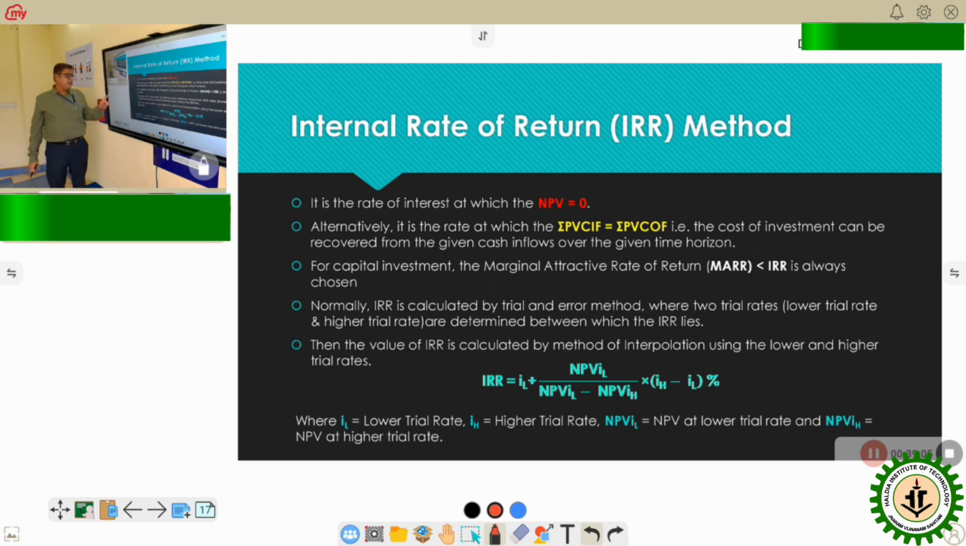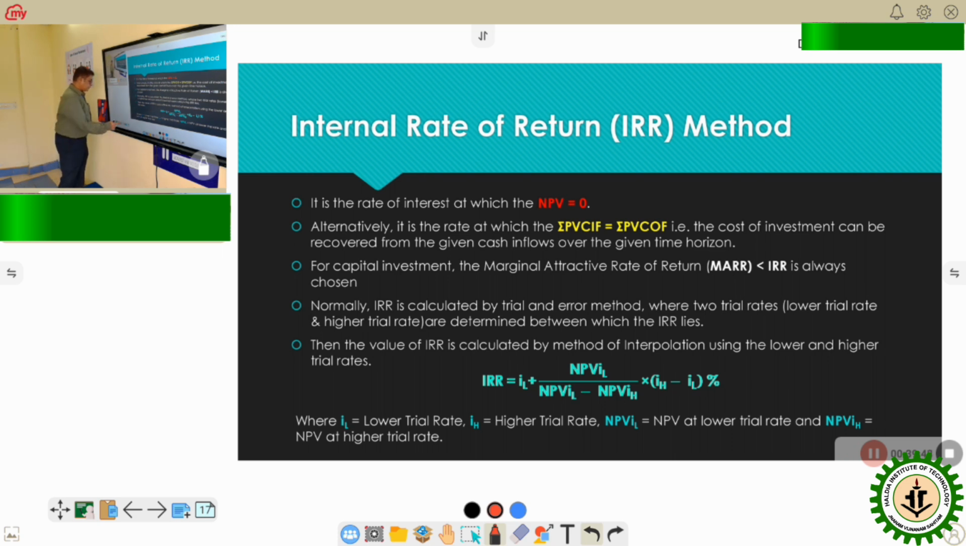We need to determine the higher trial rate and the lower trial rate, and after determining them, we use the method of interpolation, that is IL plus NPV IL divided by the difference of NPV IL and NPV IH, multiplied by the difference of rate. Now the question is, what is the lower trial rate and what is the higher trial rate? How will we determine which one is which? We need to determine this by the trial and error method.